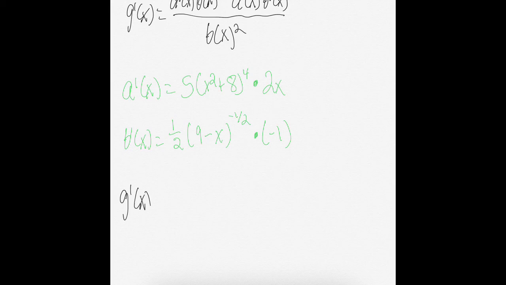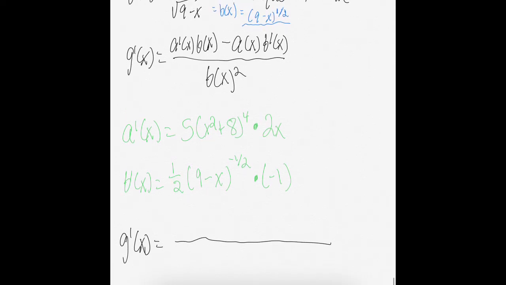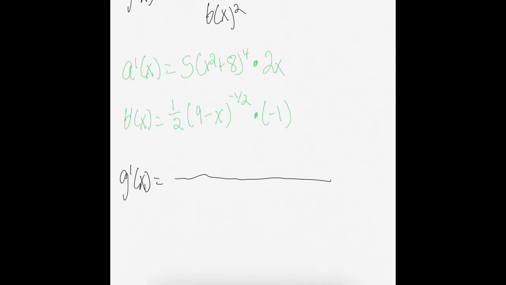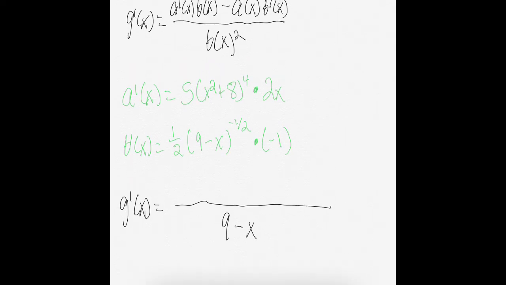Okay, so I think that we have all of the necessary ingredients. So let's plug them into our g prime formula. I'm going to give myself plenty of room here. g prime of x equals, okay. Well, that denominator is going to be very nice. Let's do that first. So b of x is root 9 minus x. So b of x squared is just 9 minus x. Because when you square a root, you get the thing under the radical.